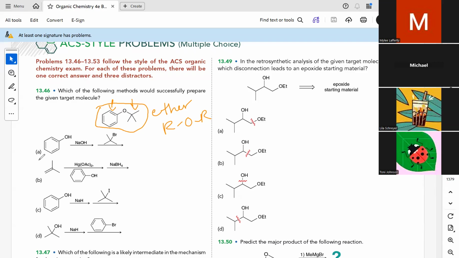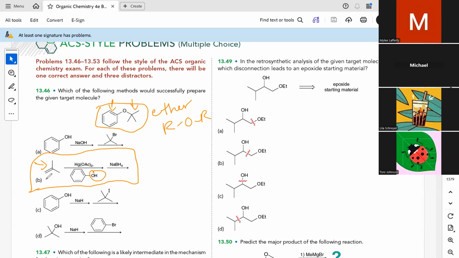The alkyl halide cannot be a tertiary or a phenyl alkyl halide. So what we'll see here is answer choice B would be our only option that could produce this desired product. So I have phenol here, and if I treat this reagent here with this alkene with my mercuric acetate, I'm going to do H and OH addition.